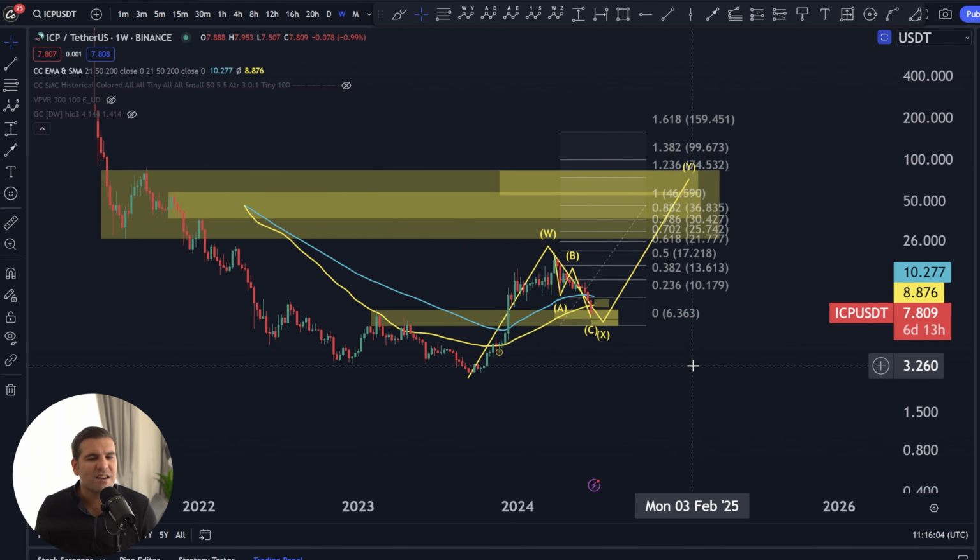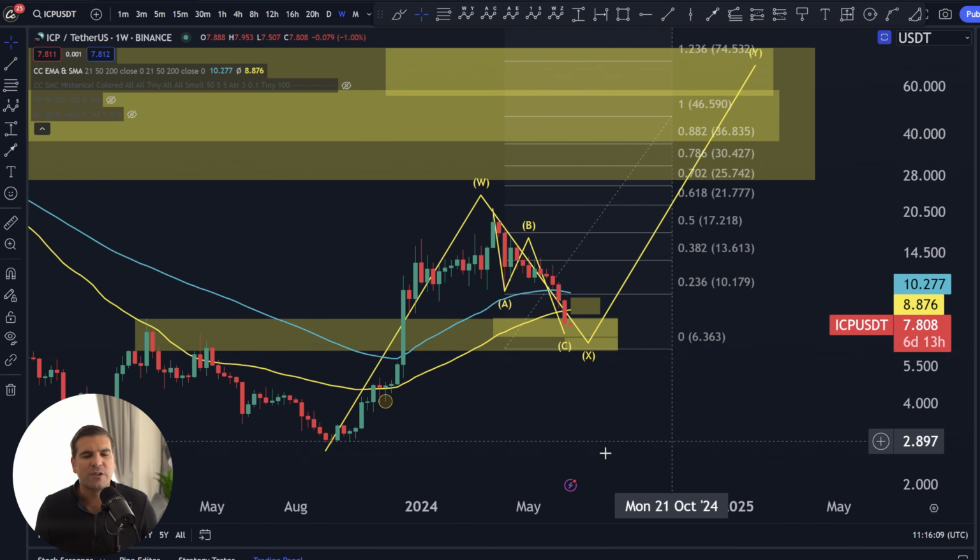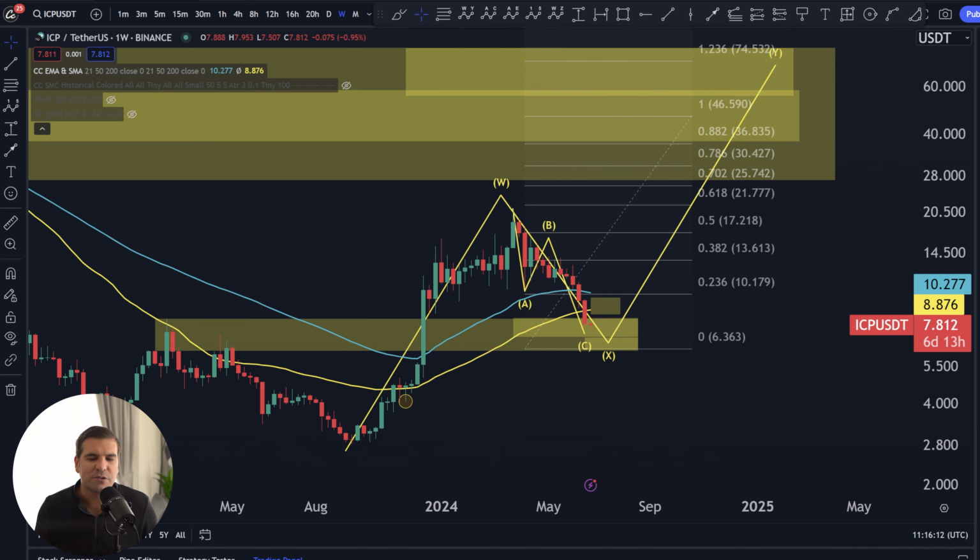So for ICP, things aren't actually that bad. I know it feels rough, but it's a great place to be accumulating, in my opinion, on those kind of decent pullbacks that we have seen most recently.